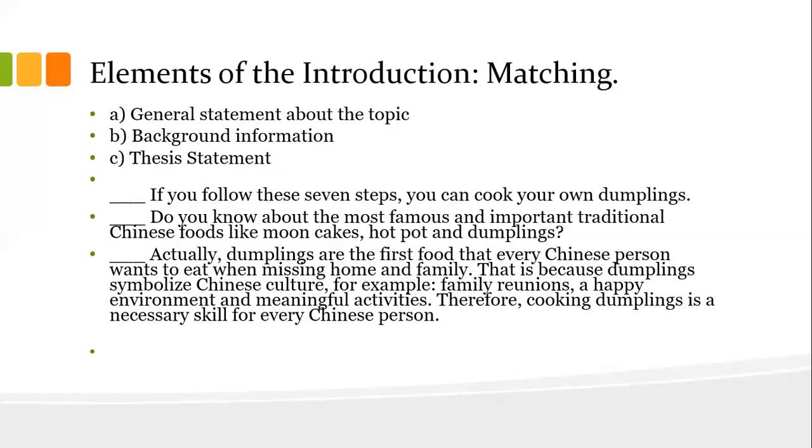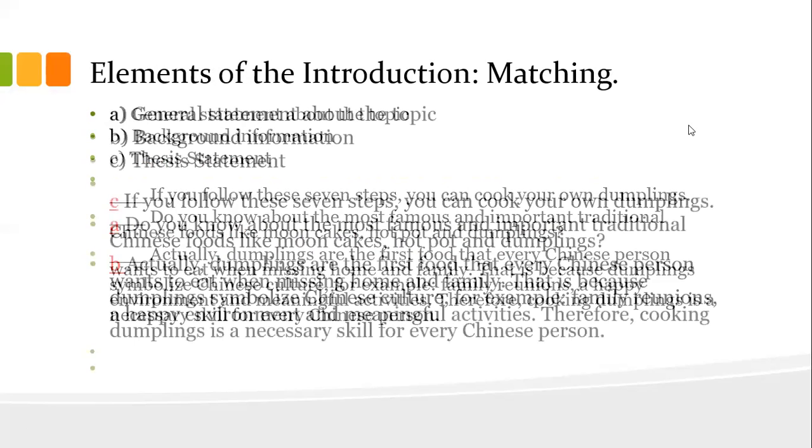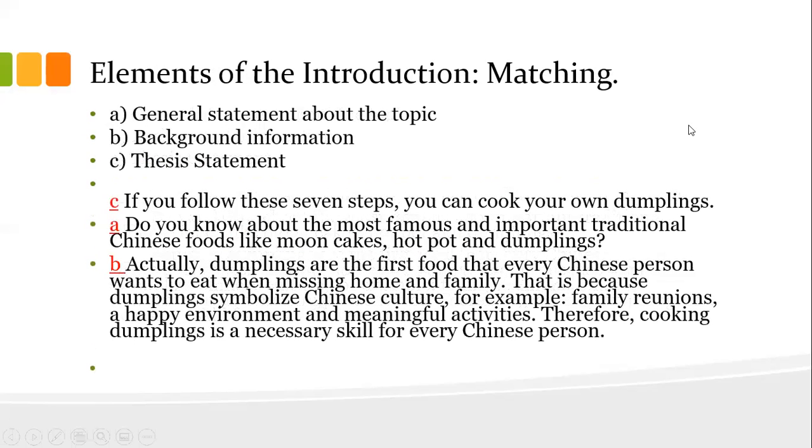Okay, let's look at what you got. The first one, if you follow these 7 steps, you can cook your own dumplings. Okay, that would be the thesis statement. It tells me that we have 7 steps. So it lets me know this is a process essay. And it tells me what process I'll be describing: cook dumplings. Okay. A, it's a general statement.